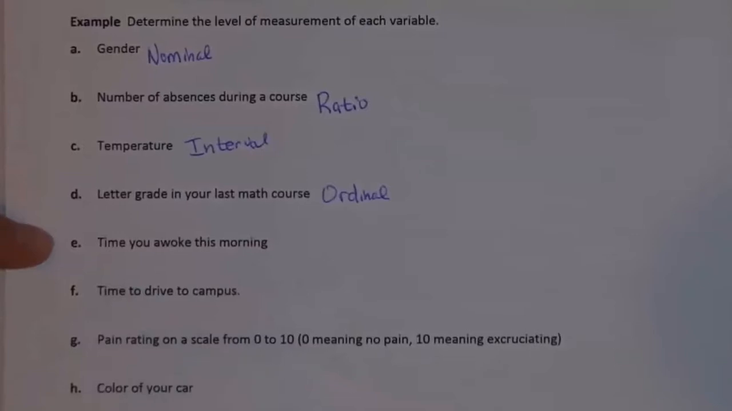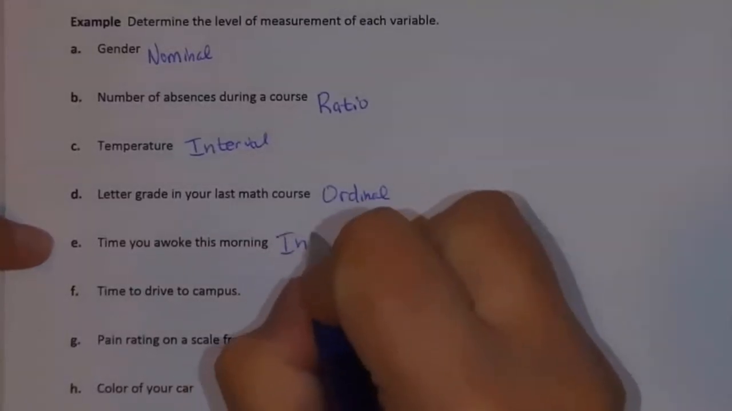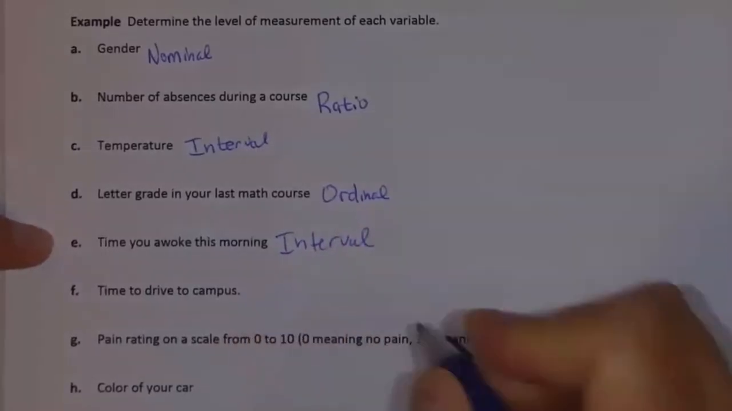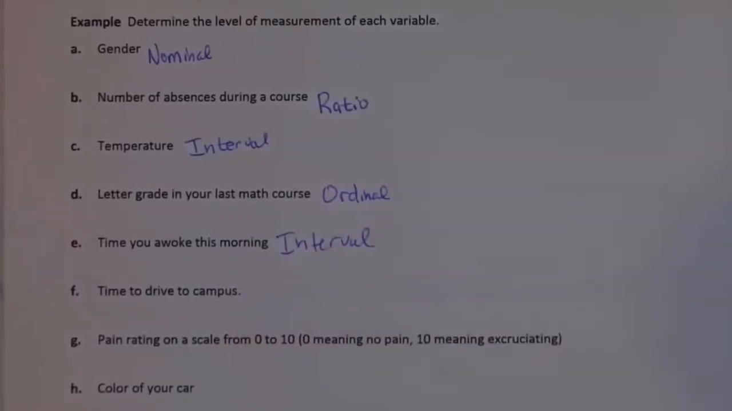Time you awoke this morning. There's so few of those interval examples that you kind of have to spoil a question like this on an example because there's so few examples of that. I've given you pretty much all of the incidences of when you're going to see interval. The time to drive to campus.